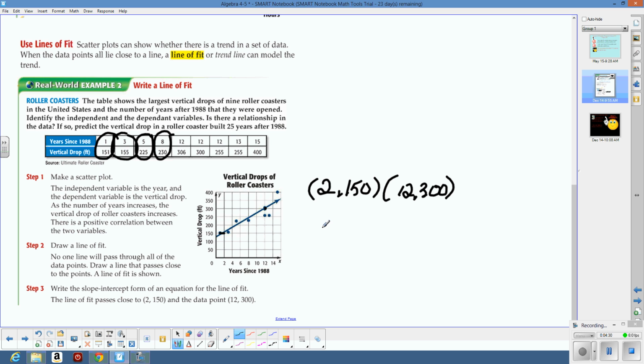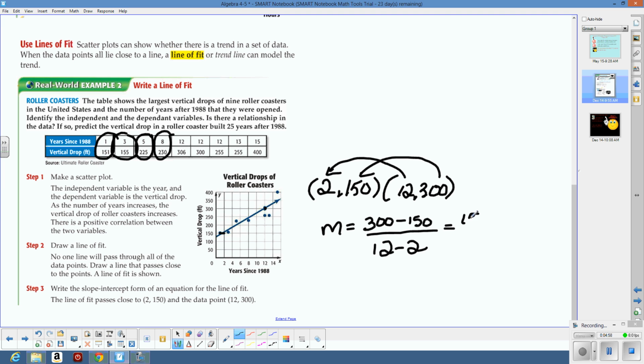The first thing we're going to do is find the slope. Remember, the slope is the change in y over the change in x. So we're going to do 300 minus 150 over 12 minus 2. So the slope's going to end up equaling 150 over 10. 150 divided by 10. When you divide by 10, you just move the decimal one place to the left. So that's going to equal 15. So m is equal to 15.